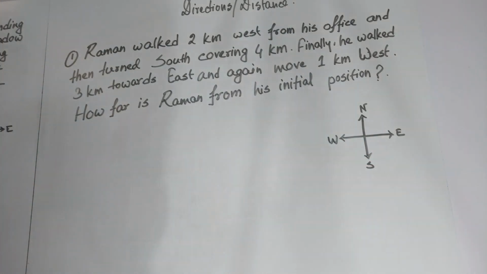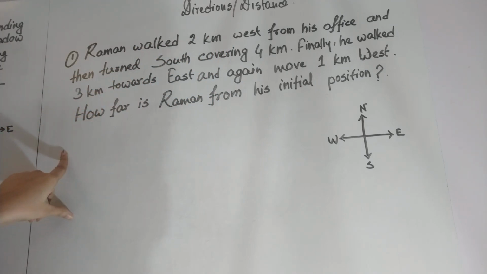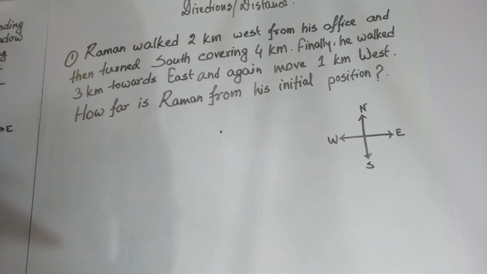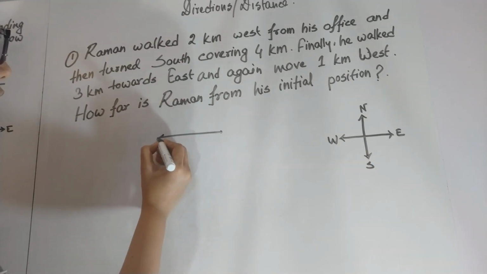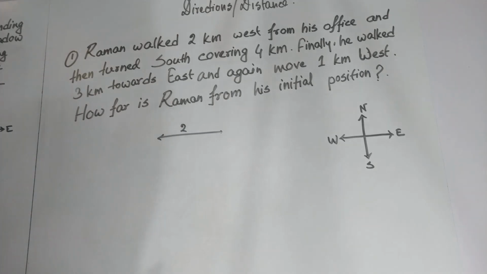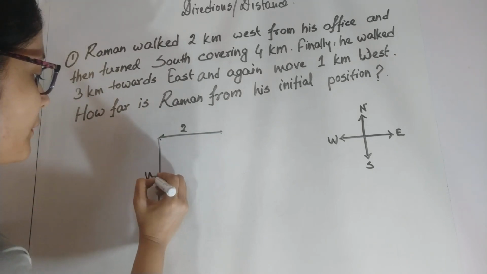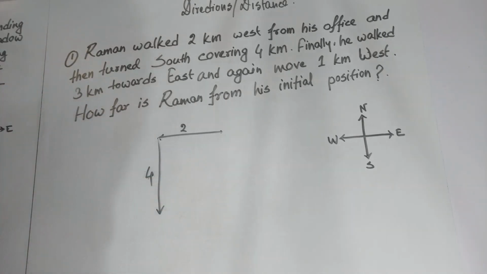So the problem says Raman walked 2 km west from his office and then turned south covering 4 km. Now suppose Raman's office is here. He went 2 km west from his office. So west means in this direction. 2 km Raman went, then he turned south covering 4 km. In south he went 4 km.